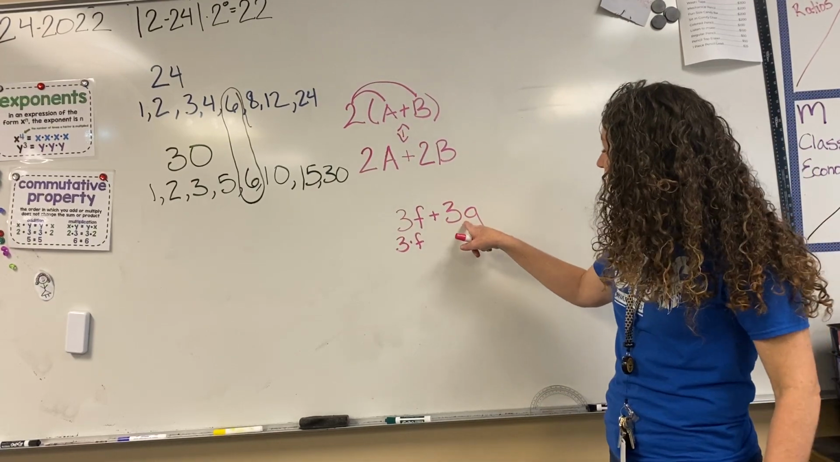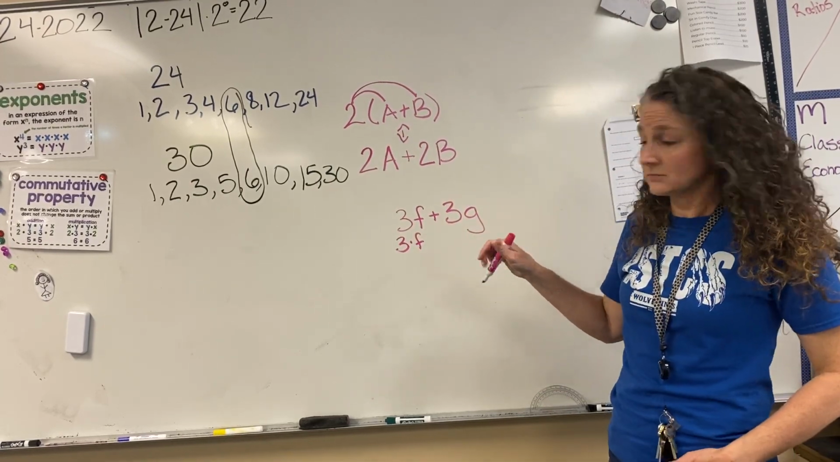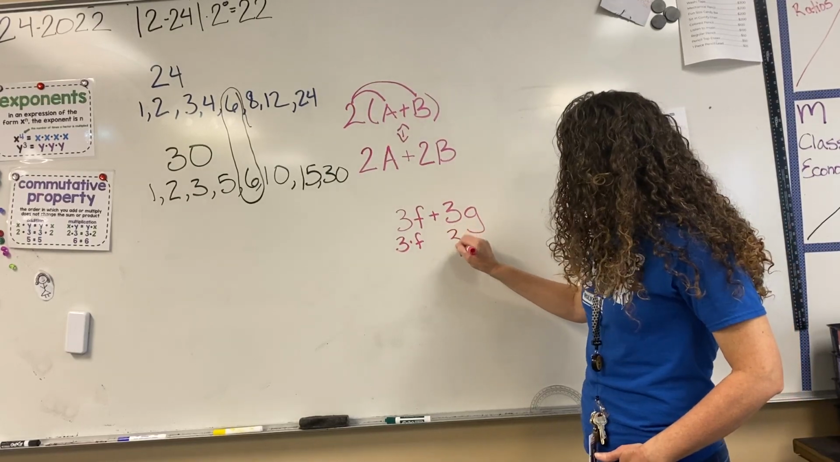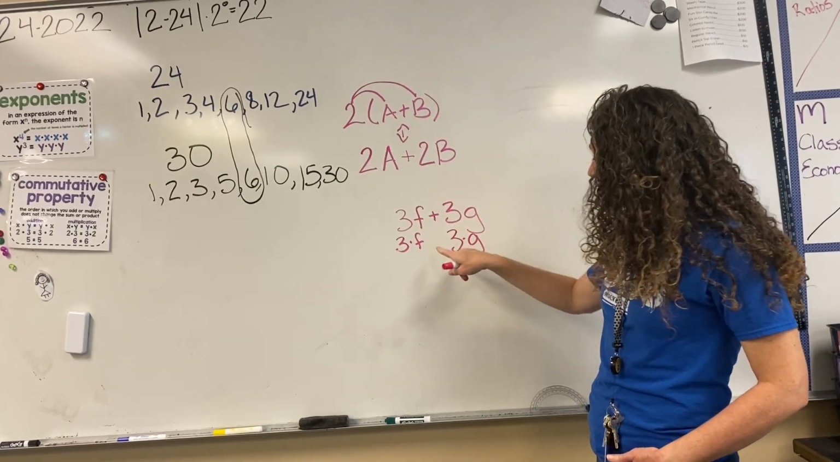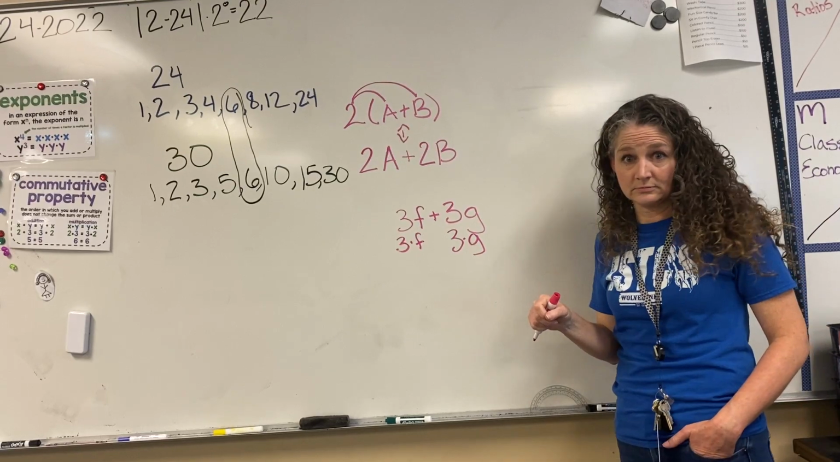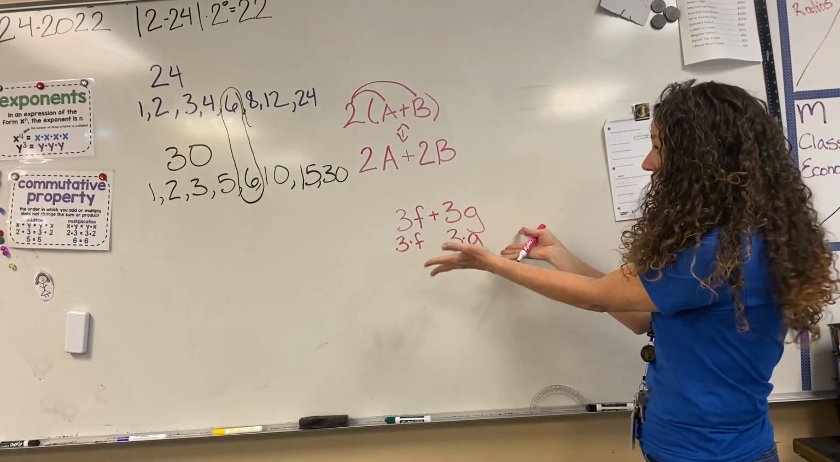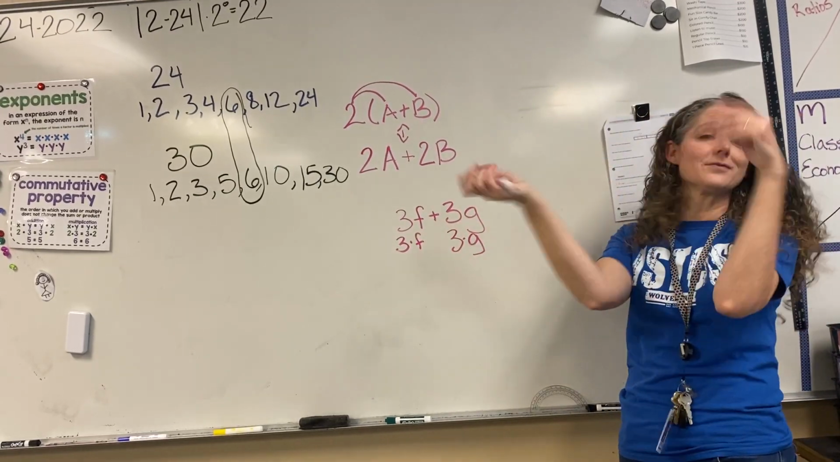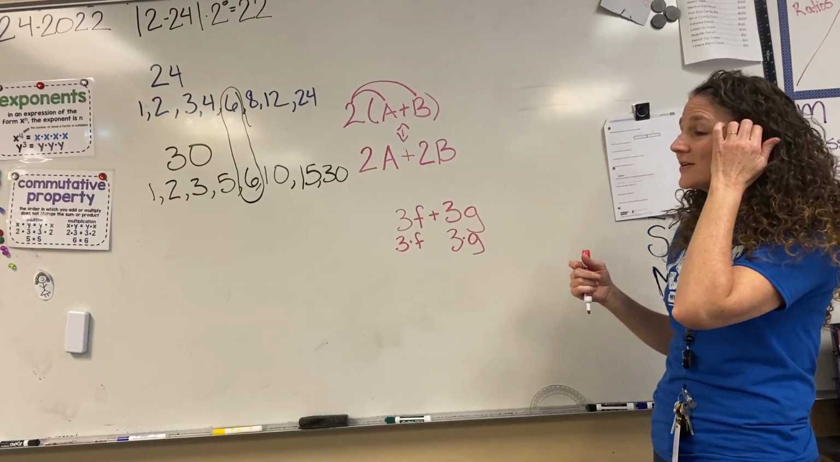All right. What are the factors of 3G? The 3 and G. So what is the greatest common factor of these two? 3. Yes, they have a greatest common factor, even though we have letters going on in there.